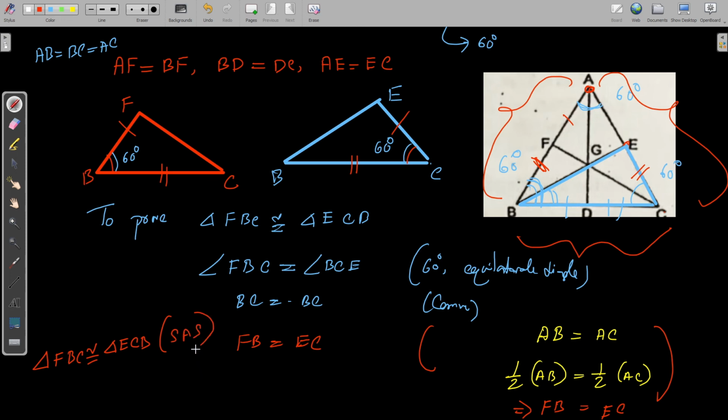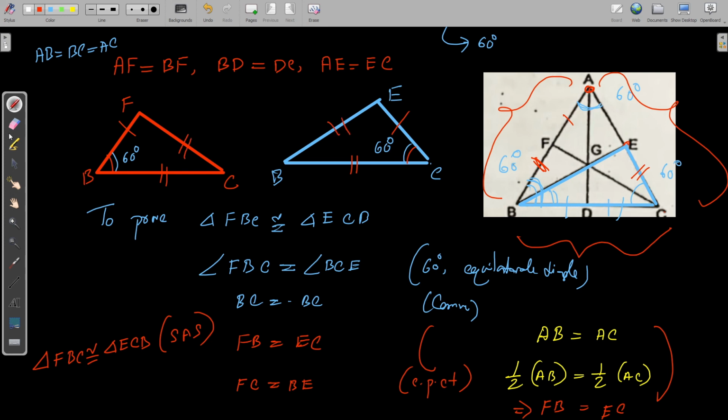Since it is congruent by SAS, each side and each angle should be equal to one another, right? So what can I say? I can say therefore FC is equal to BE. What will be the reason? CPCT, corresponding parts of congruent triangles. So we have proved that the medians of these two sides are equal.